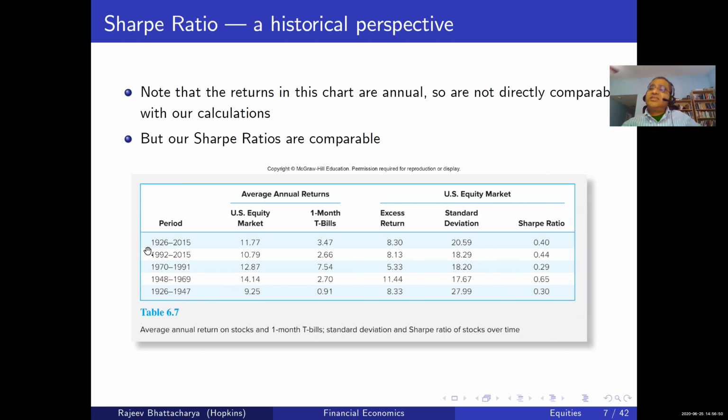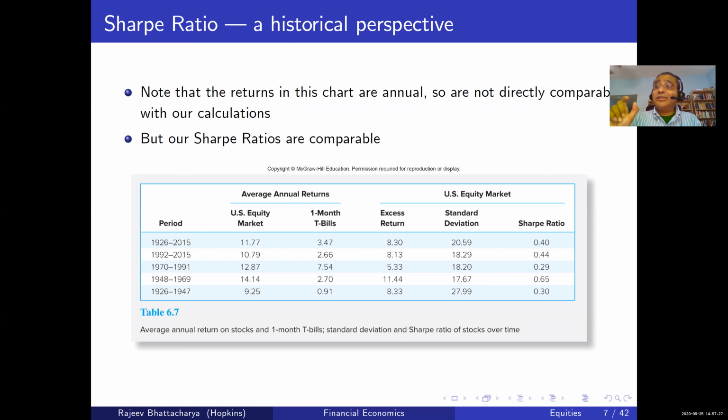So 1926 to 2015, which is almost a 100-year period, the Sharpe ratio was 0.40. So that is, for every 1% of increase in volatility, excess return would increase by 0.4%. Just to put things in perspective, the number that we saw for Apple was 0.3, for the period 2010 to 2018. Remember that a large part of that time period was the Great Recession. So keep that in mind.